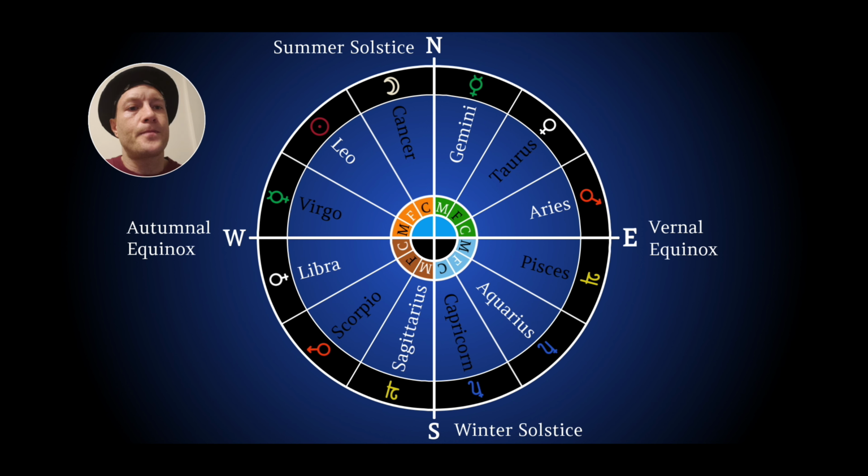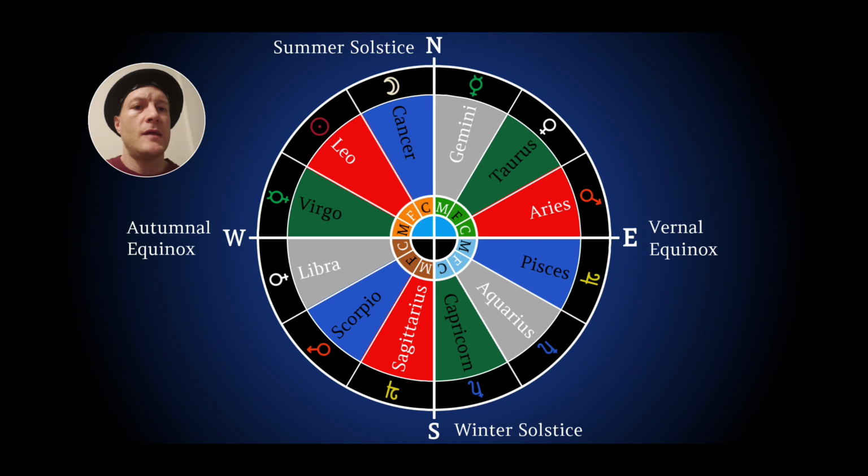So the last thing that we want to plug in before we conclude this video is the elements. Okay, we have blue, red, green, and gray. All like element signs are the same color, and they're trine from each other. So Cancer, Scorpio, and Pisces are water. Leo, Sagittarius, and Aries are fire. Virgo, Capricorn, and Taurus are earth. And Libra, Aquarius, and Gemini are air signs.